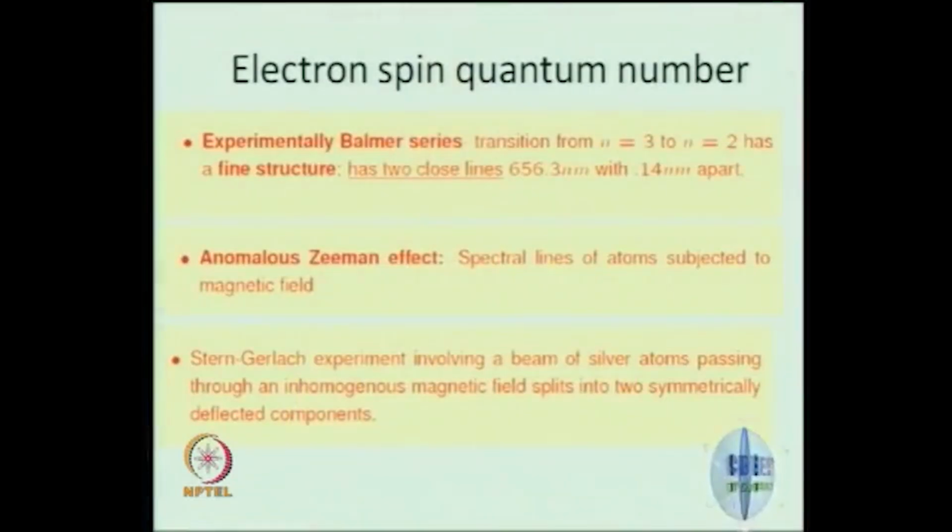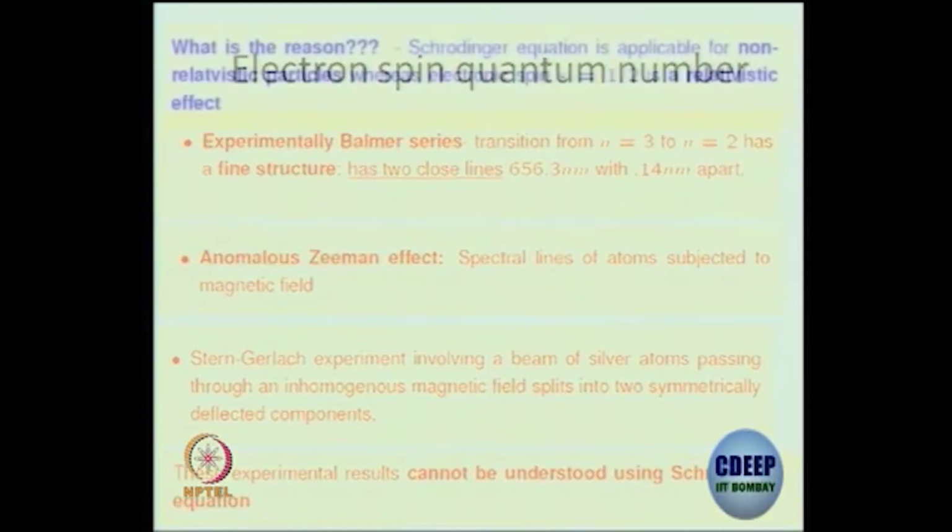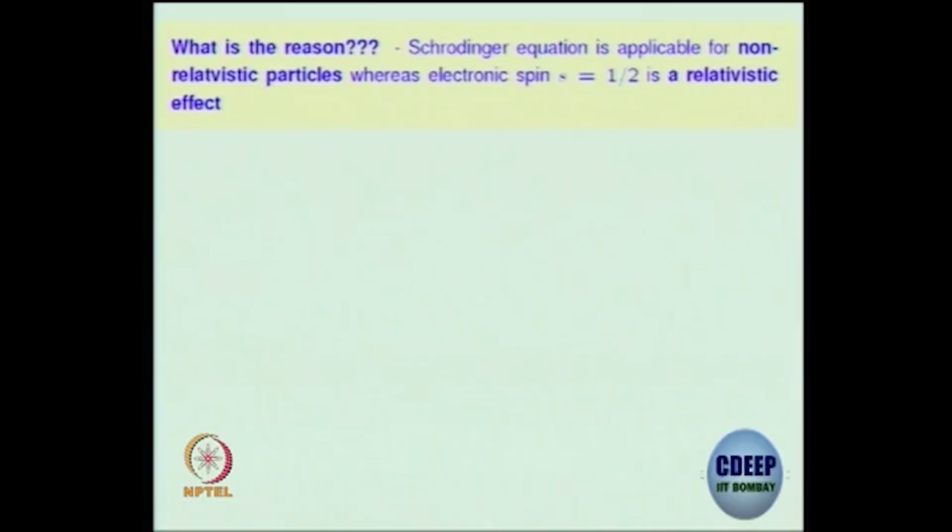The other convincing thing is the Stern-Gerlach experiment, which involves a beam of silver atoms which are produced, taken to be almost at L equal to 0, and made to go through an inhomogeneous magnetic field, and they see two beams coming out. So these experimental results cannot be understood using the Schrodinger equation. What is the reason? I have already said: the Schrodinger equation is applicable for non-relativistic particles, whereas electron spin is a relativistic effect.